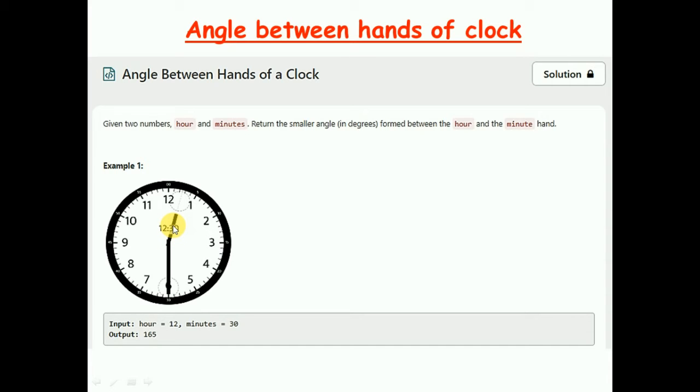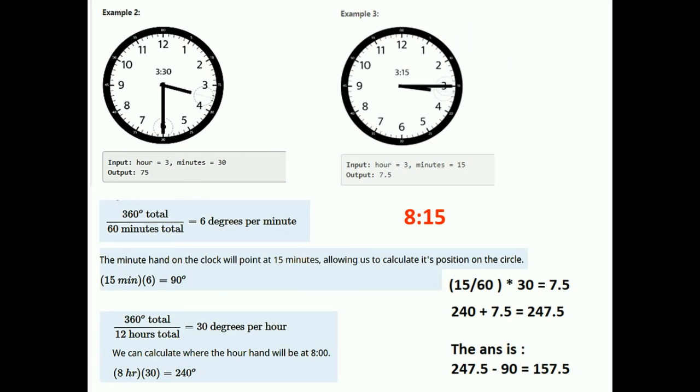So how can we calculate it? Here it's given an example: it's 12:30, and the angle between is 165. In the next example it's 3:30 and the angle is 75. This is the minimum angle. This is the maximum angle, but we have to take only the minimum angle. And here it's 3:15 and the angle is 7.5. You can see it's very small, so that's why it's 7.5 degrees.